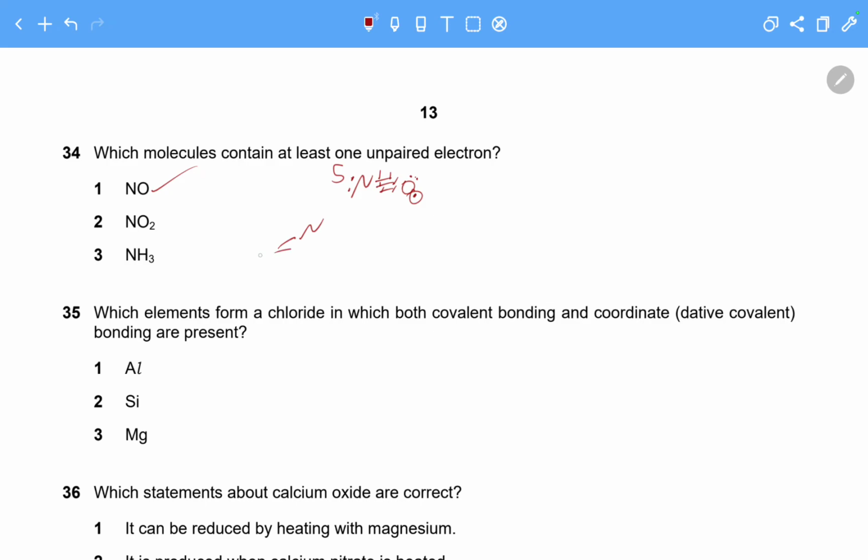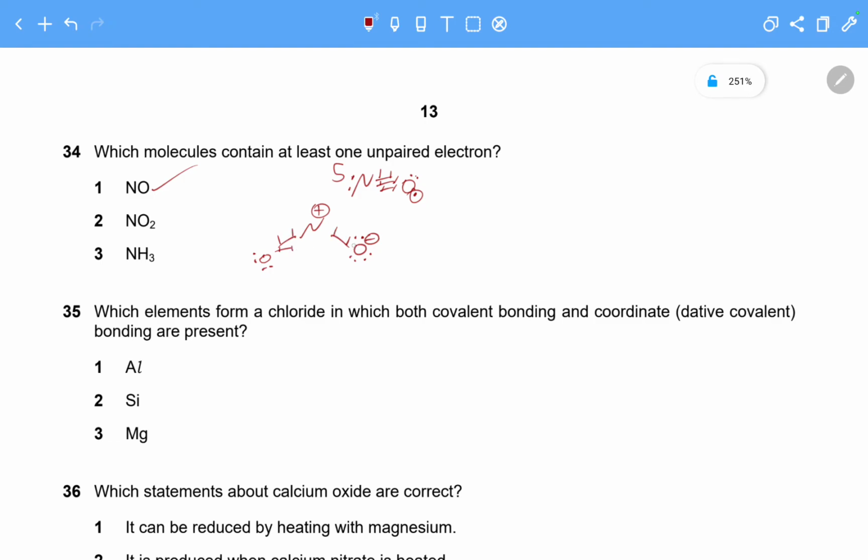NO2, the structure of NO2 is this, with N positive and O negative. So overall the molecule is not charged, but within the molecule there's charge separation. All the oxygens have a total of 6 electrons. The negatively charged one will actually have a total of 7 electrons, so all paired. The other oxygen will have a total of 6, all paired. And then the nitrogen will have 3 electrons in bonds. Nitrogen has 5 valence electrons, but this is N plus, so it will have 4 valence electrons, which means there'll only be 1 left, which will be unpaired. So yes, this also has an unpaired electron.